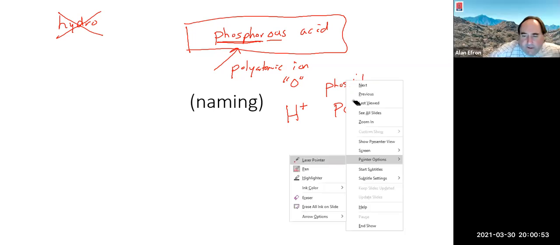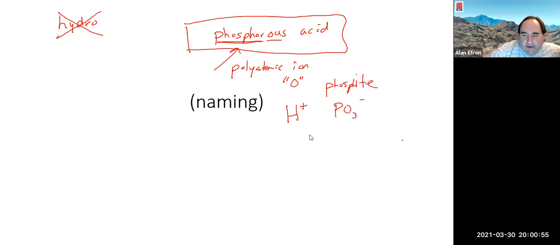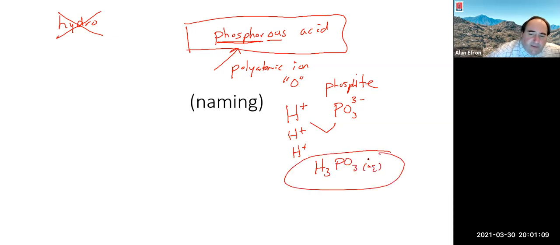So just working the name backwards, now I got everything I need to put these guys together with no charge, means I need 3 of those guys. That gives me H3PO3. And again, you would put the aqueous next to it. And that's sort of how you could work backwards from the name, use what's in the name to help you out with that.